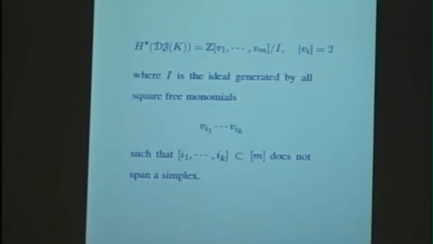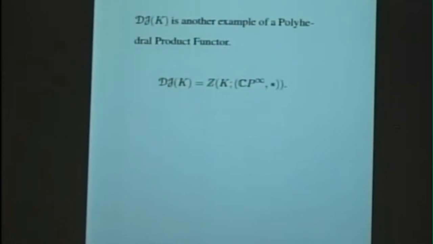You take a polynomial algebra on two-dimensional classes, one for each vertex. You look at the ideal generated by square-free monomials where the subscripts do not span a simplex. And that gives me a combinatorial invariant of the simplicial complex. This gadget, the Davis-Januszkiewicz space, is also an example of a polyhedral product functor, and it's the one where we take (CP infinity, a point). Now, when I don't have the underline, as Fred used the notation, that means over every point I put the same space, (CP infinity, a point).